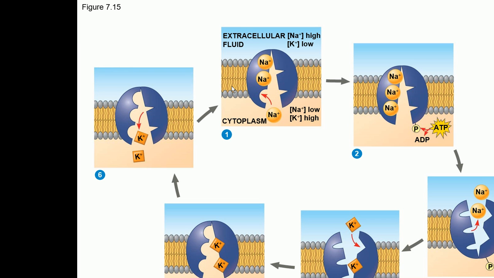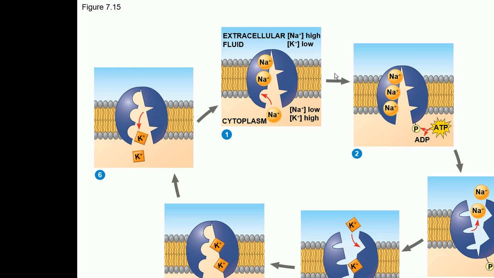And we will see that the energy for the transport comes from the hydrolysis of ATP. So look at this protein. It has 3 binding sites for sodium ions. Sodium ions bind to this protein, and followed by the binding of sodium ions to these 3 binding sites, there is hydrolysis of ATP. ATP hydrolyzes, and it breaks into ADP, which is adenosine diphosphate, and phosphate. And this phosphate group attaches to this protein, and this protein becomes phosphorylated.